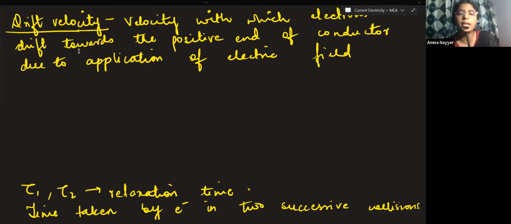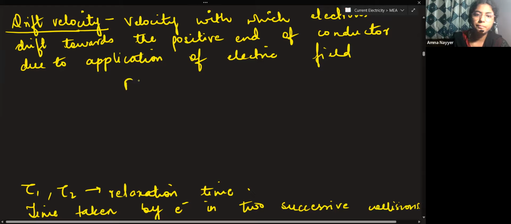F, Q, and E. We had done this relation when we began with electric field. The definition of electric field came because of this only. E is equal to F by Q. That means F is equal to QE. Clear, Samya? F is equal to QE. All right.